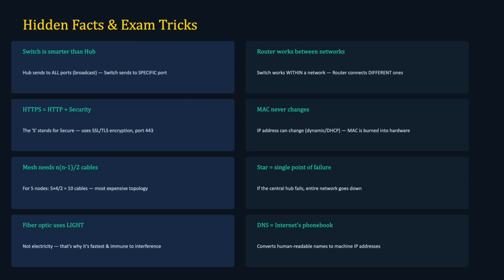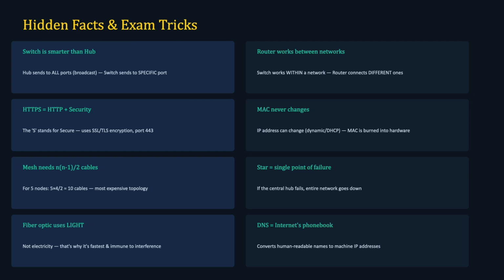8 exam traps. Switch is smarter than hub because hub broadcasts to all ports while switch sends to a specific port. Router works between different networks, unlike switch which works within one network. HTTPS equals HTTP plus security. The S stands for secure, uses SSL or TLS encryption on port 443. MAC address never changes since it is burned into hardware, but IP address can change dynamically.